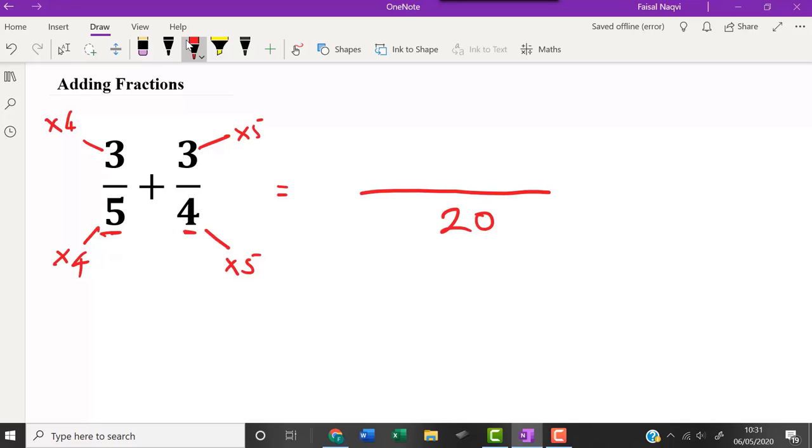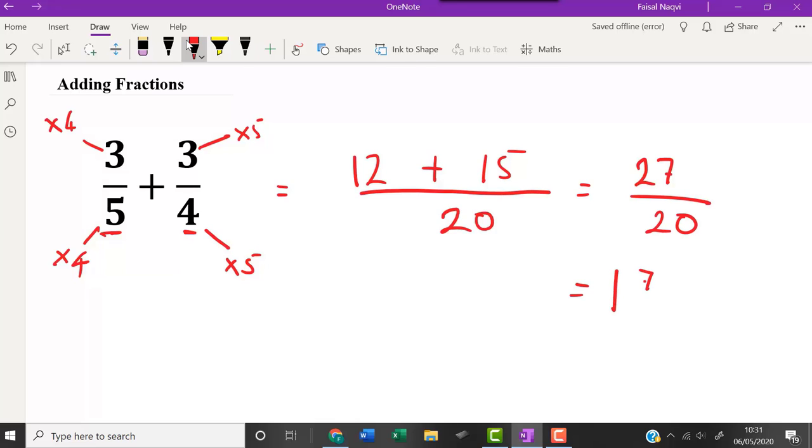So if I simplify that out, 4 times 3 is 12, plus 3 times 5, which is 15. I know my denominator is going to be 20. 12 plus 15 is 27. I must see if I can simplify this. How many 20s go into 27? Well, it's 1, and I've got a remainder of 7 over 20. And again, I've got to ask, can I simplify this anymore? No, I can't. So that is my final answer.